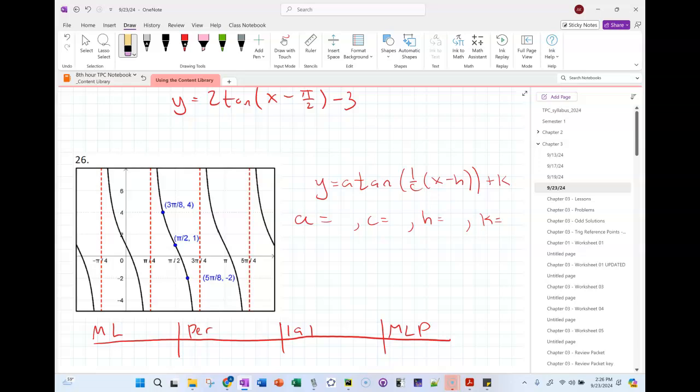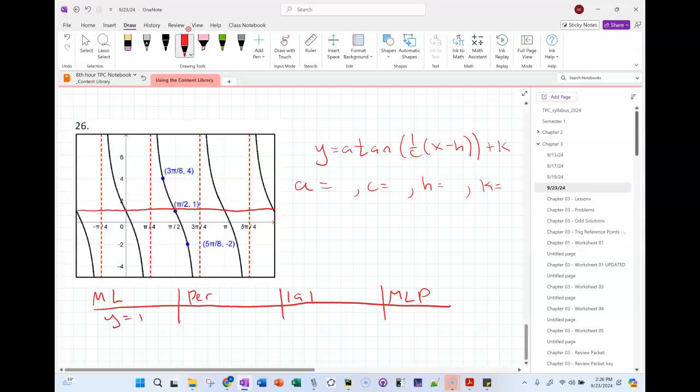All right, Aiden, I need your help to find the midline. Midline is y equals 1. Correct. What does that give us? I got A, C, H or K? Okay, K equals 1. Great.